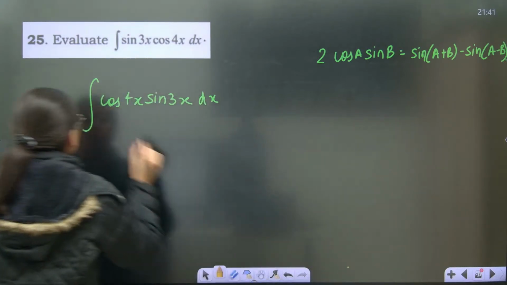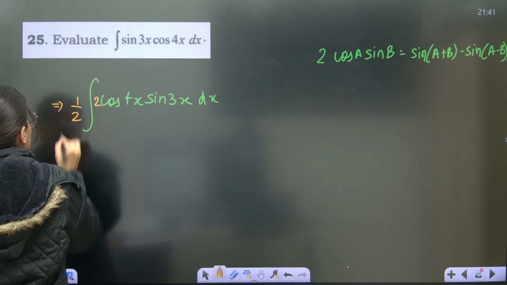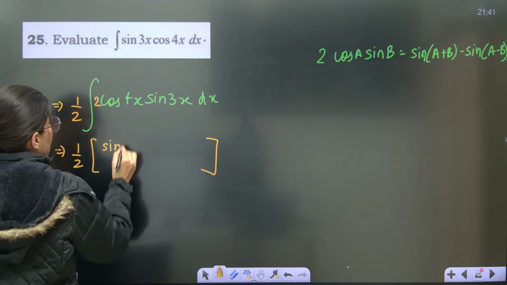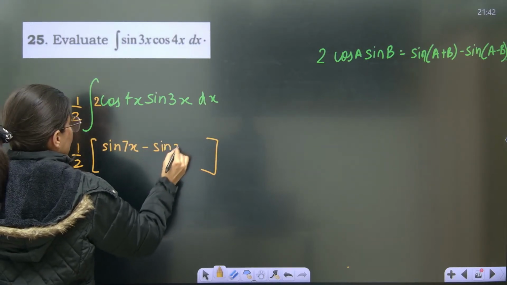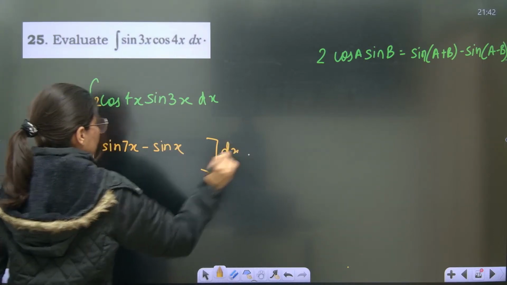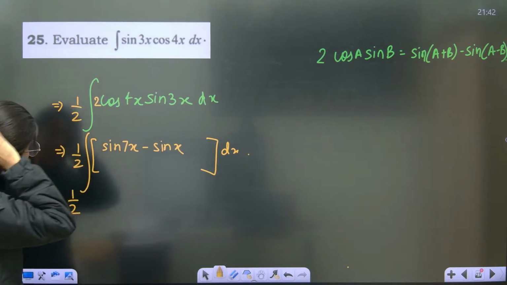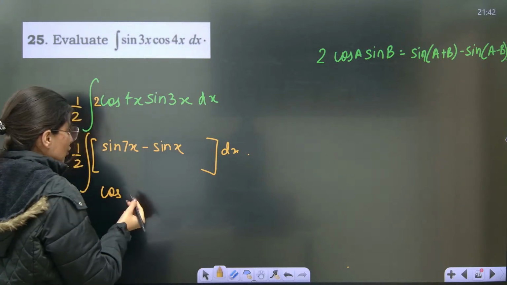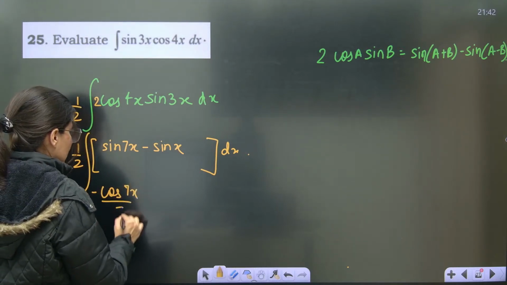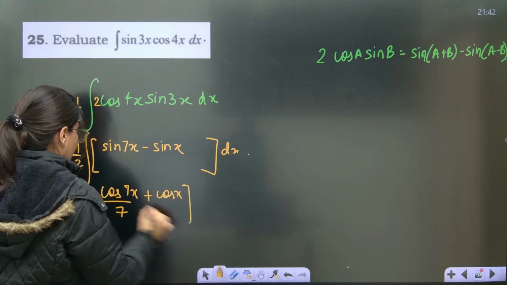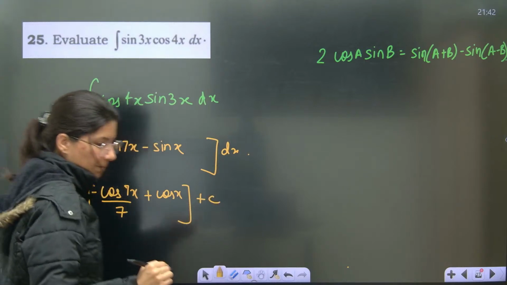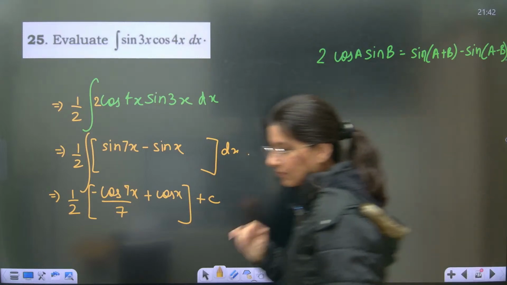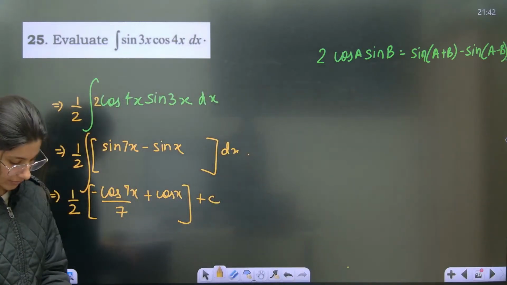So first thing is you want 2. So 2 by 2, so this is 1 by 2 sine A plus B. So sine 7x minus sine x, integral dx. So 1 by 2, integration of sine 7x, guys, integration of sine is minus cos 7x by 7, plus cos x, plus constant. Okay, clear?